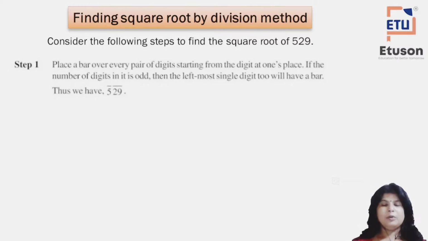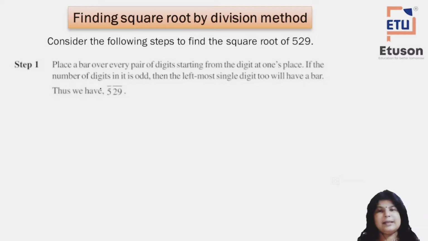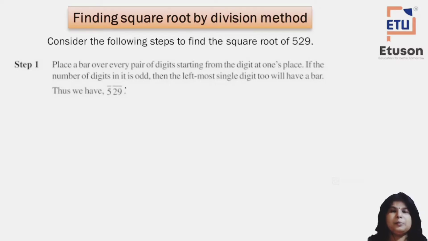Thus we have 529, right? So you have to put the bar starting from its units place. So first you have to pair 9 and 2 and put a bar above it. Then 5 will remain as a single digit here, so you have to put a bar for 5 even if it is a single digit. If the number of digits is even, you will have a set of pairs, so above that you can put the bars. Correct? So now this is step 1.